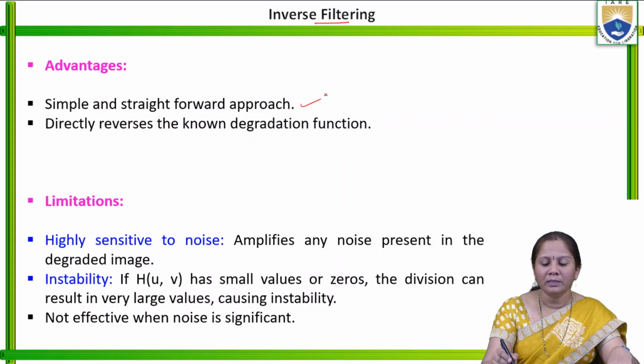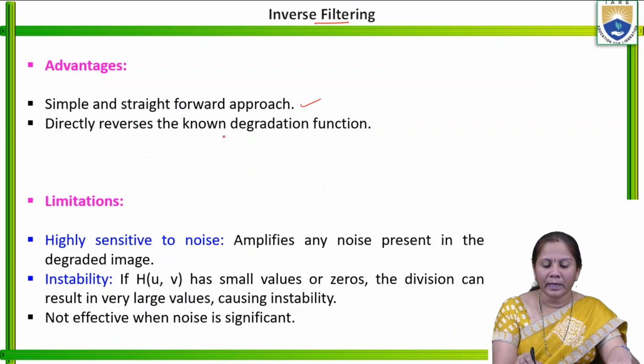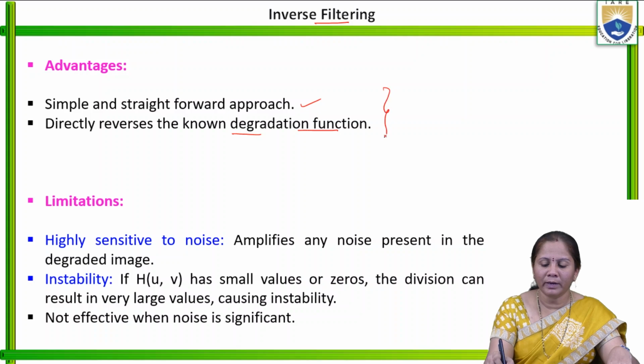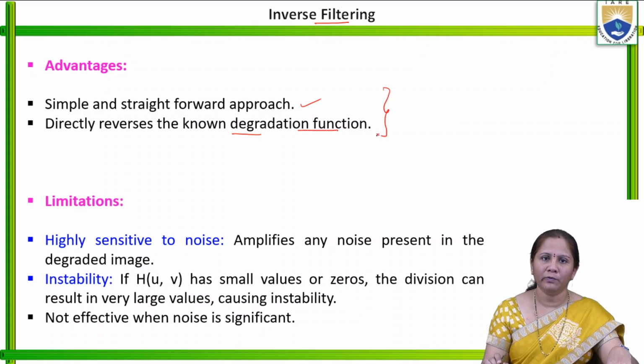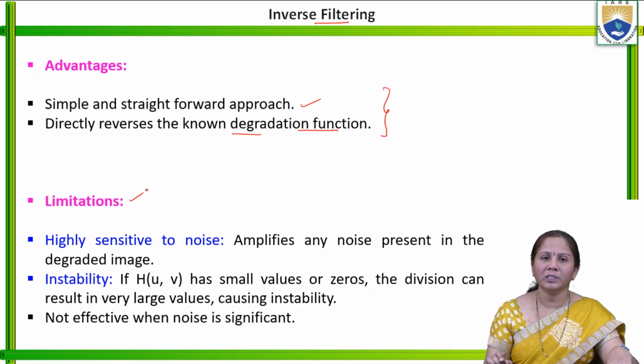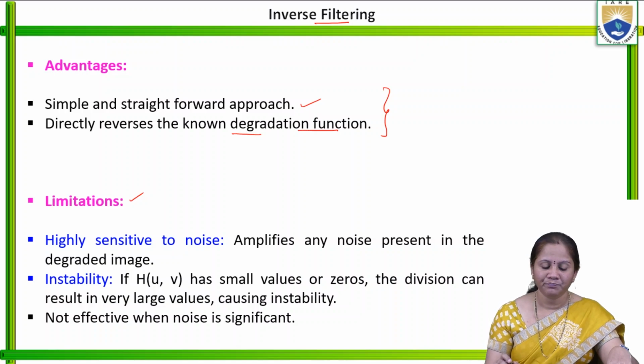It is a simple and straightforward approach. That means the deconvolution is done directly, and it directly reverses the known degradation function. So these are the two advantages of using inverse filtering. And what are the limitations of inverse filtering? As we have observed, selecting the values of n and h leads to the limitation.